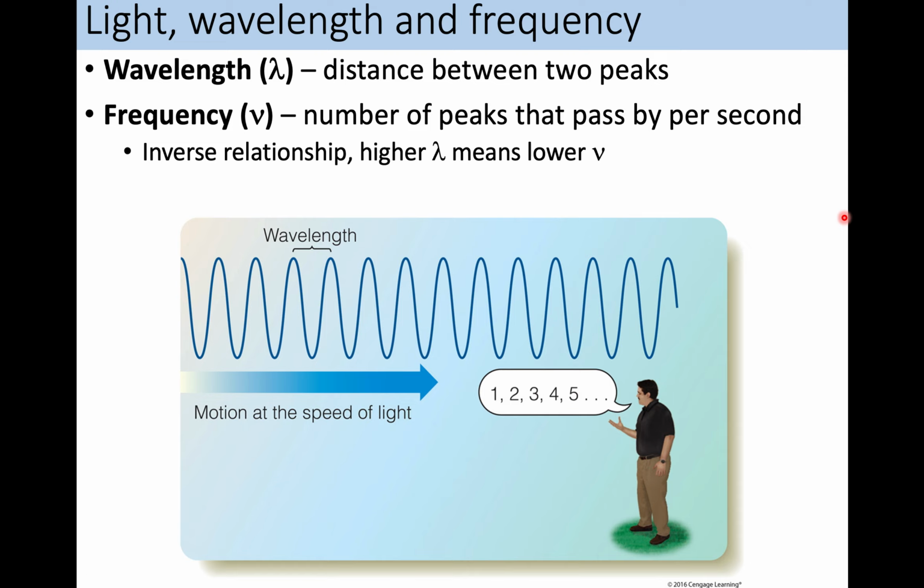So you can sort of think of it as a speed. It's an inverse relationship with wavelength. So the higher the wavelength, the longer the wavelength, the lower the frequency. The shorter the wavelength, meaning the peaks are close together, the higher the frequency.